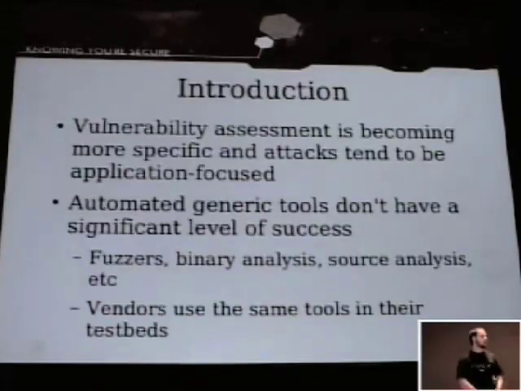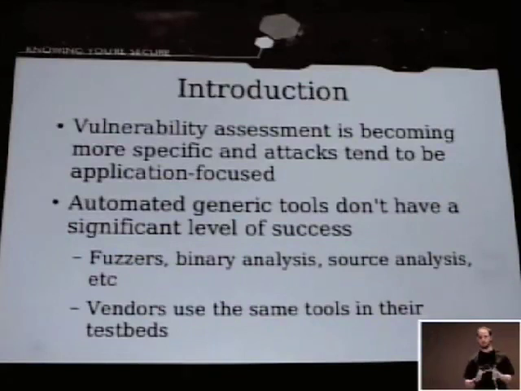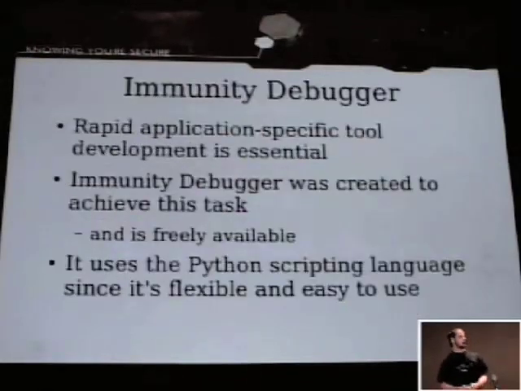First of all, vulnerability assessment is becoming a really specific task because the generic fuzzers, the blind fuzzers, and the source analysis tools are already used by the vendors themselves in their testbeds. So we can't use the same tools here for attacking. We have to create application-specific tools to get into the structures behind the things that a blind fuzzer can really find.